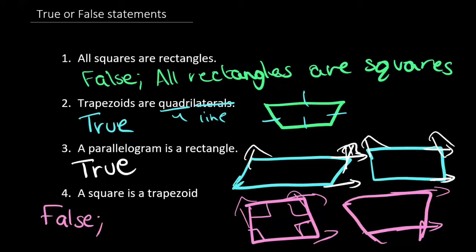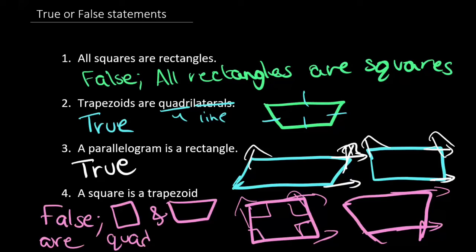Let's turn this into a true statement. One true statement I can think of is that squares and trapezoids are quadrilaterals. So I'm just going to write that down, but there are other true statements that can be written too. So squares and trapezoids are quadrilaterals.